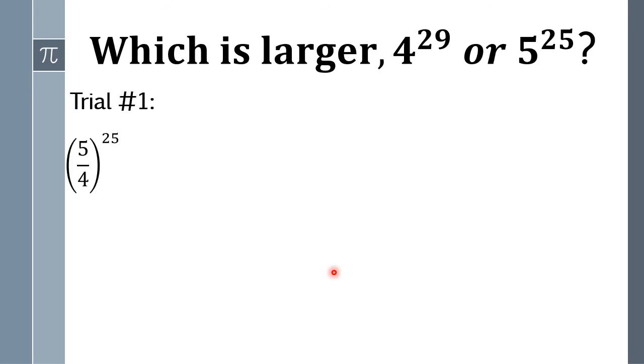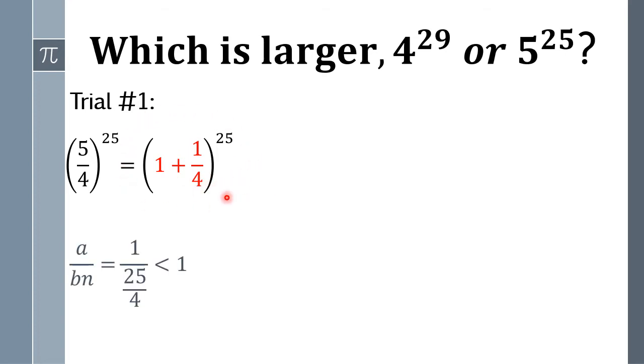Let's give it a try. The most simple way is to write 5 over 4 as 1 plus 1 over 4. However, in this expression, the value of a over bn is very small. That means we will not be able to use a few items to estimate its value. It's a no-go.